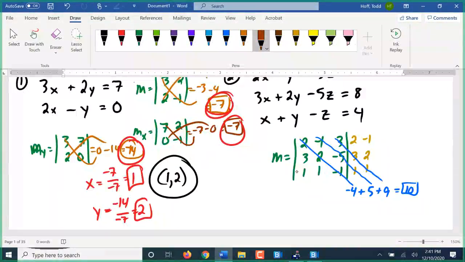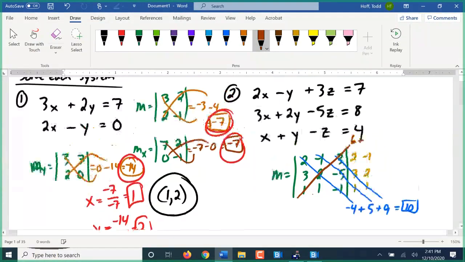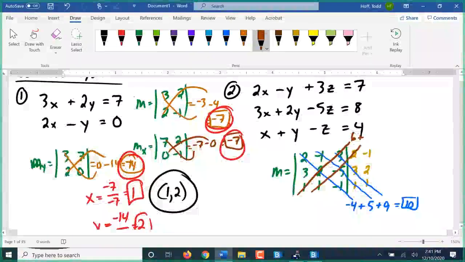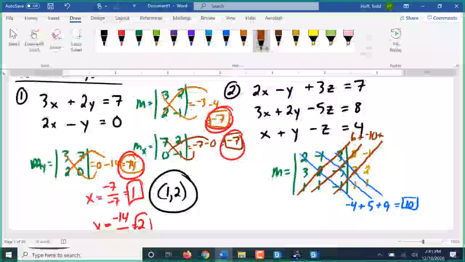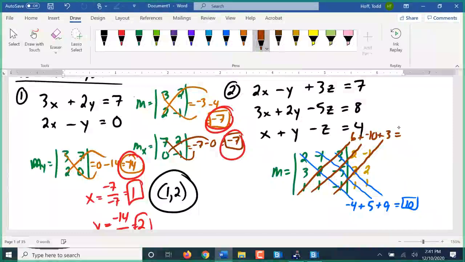Going up, 1 times 2 times 3 is 6, plus 1 times negative 5 times 2, negative 10, plus negative 1 times 3 times negative 1 is 3, giving us a negative 1 for our up diagonal product. So our determinant will be 10 minus a negative 1, or 11. So the base matrix is an 11.